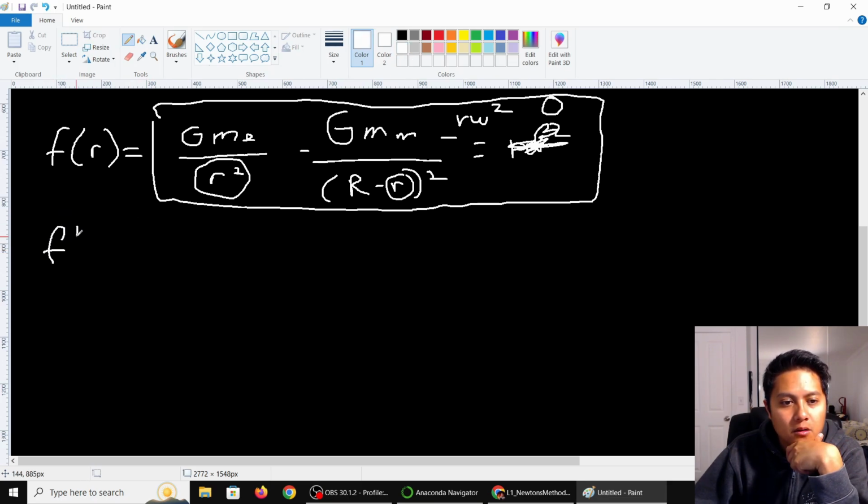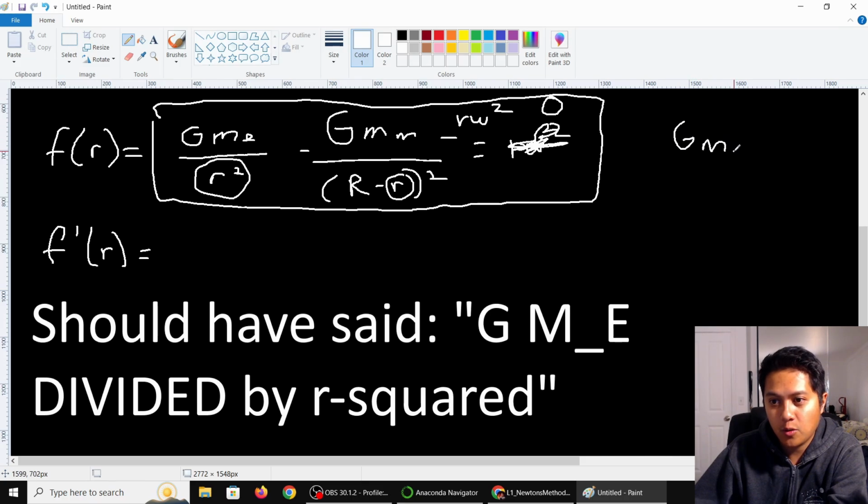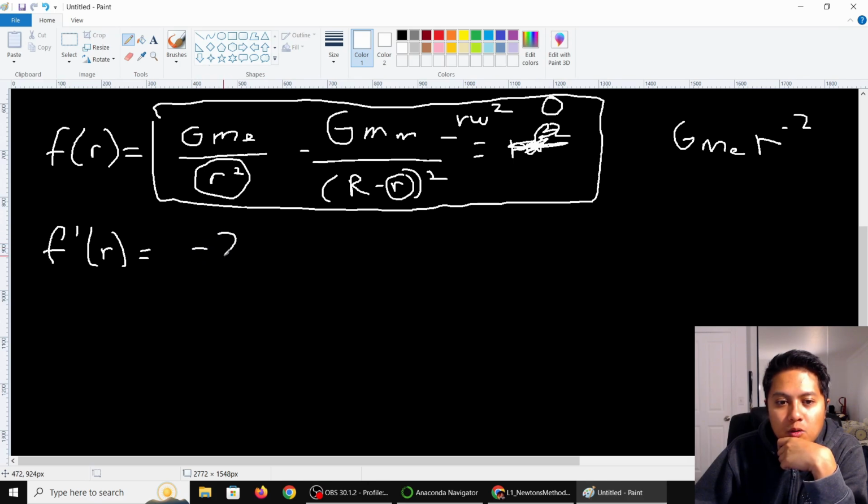So f prime of r, so G M_e over r squared. I'm going to go a little bit quickly here. This is just using the power rule. G M_e over r squared could be written as G M_e r to the minus 2. So I'm just going to use the power rule here. So it'll be minus 2 G M_e r to the minus 3. It's just going to be r cubed on the bottom. Then we have minus G.